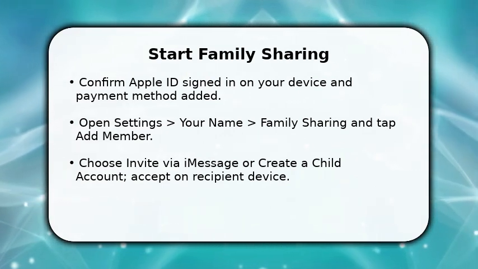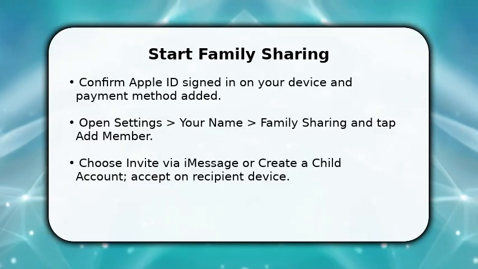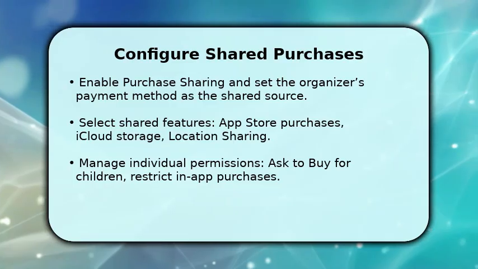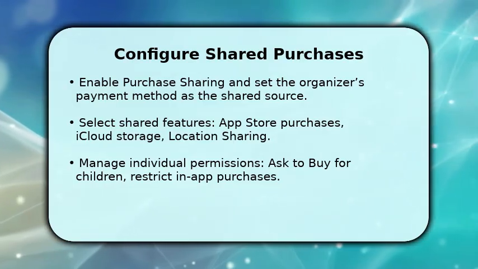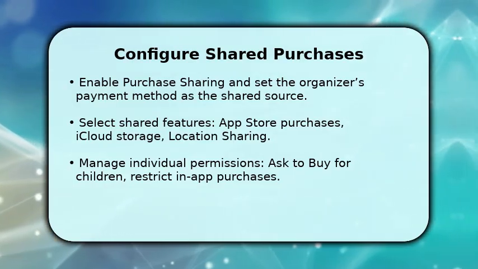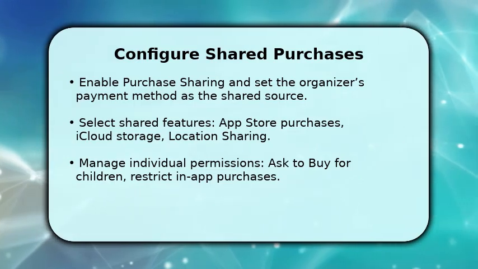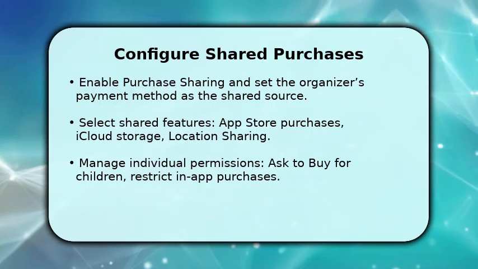Once members accept, enable purchase sharing so the organizer's payment method is used for family buys. This consolidates billing and avoids duplicate charges. Next, pick which services to share: App Store purchases, iCloud storage, and location, so everyone gets access without extra accounts.